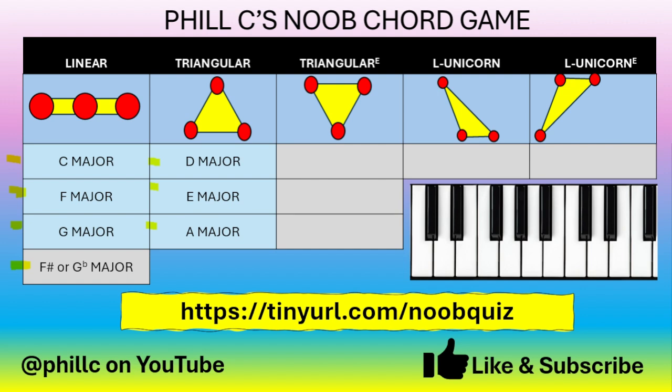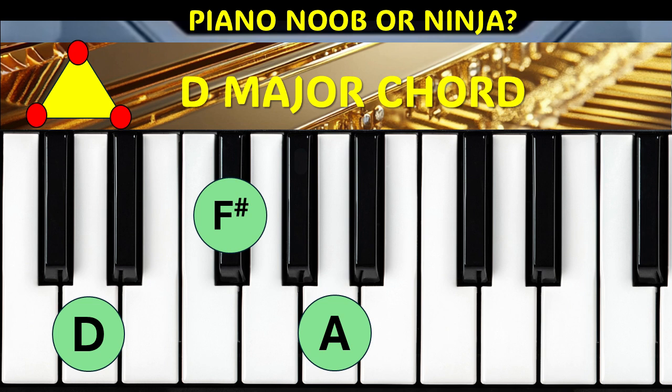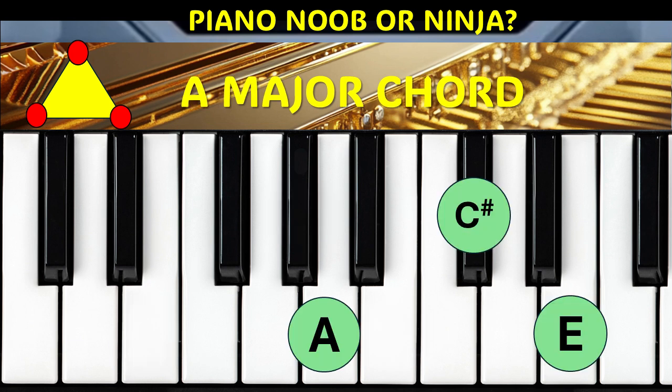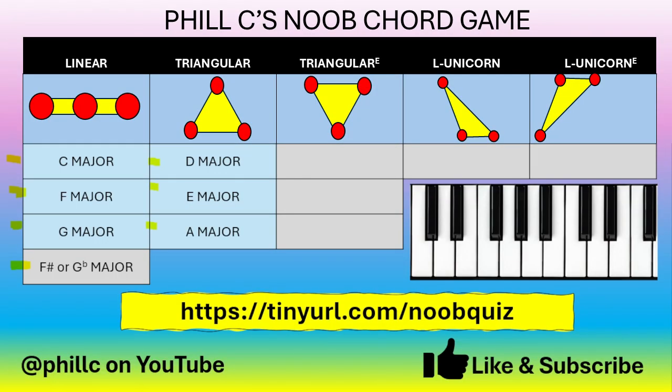And to give you a visual of those, because we did those last time, I want you to have a visual. D major looks like this, okay? E major looks like this. And A major looks like this. You see, they're all triangular. So when I asked you that question, I was assuming that you had done the exercise from the first video. Okay? All right. Are you ready to go into the triangular E?